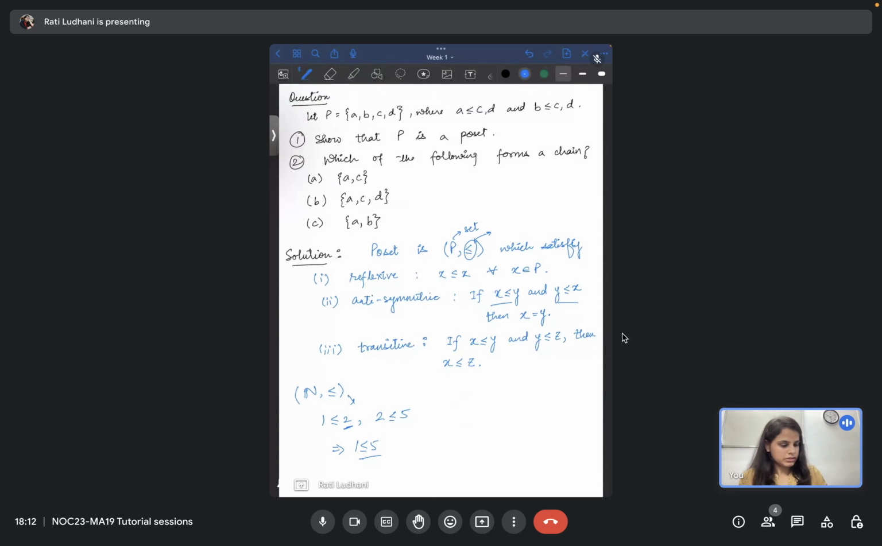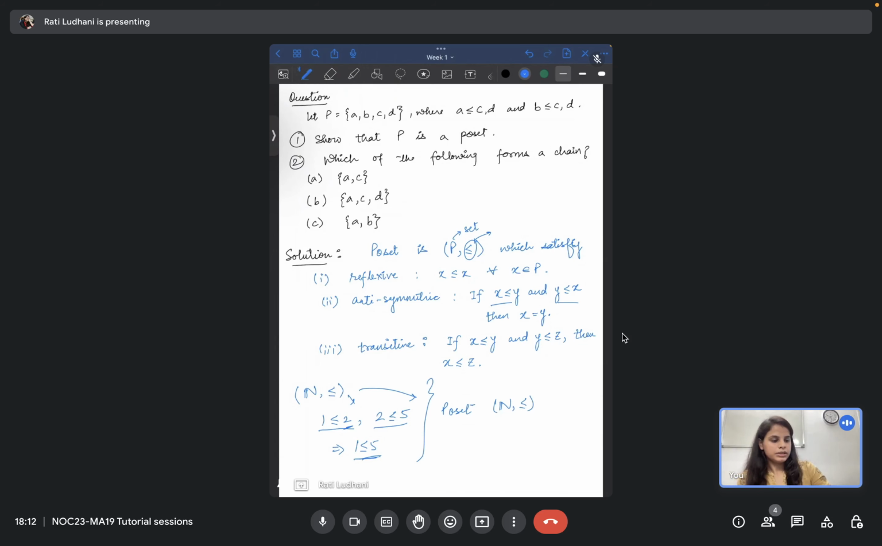So if 1 is less than or equal to 2 and 2 is less than or equal to 5, then 1 is less than or equal to 5. This is always true. So definitely the relation less than or equal to on N is satisfied. It satisfies all these three properties, so this is a poset. N with less than or equal to is a poset.